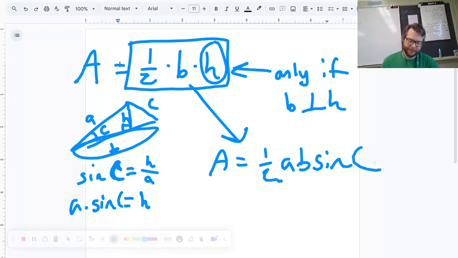So use that formula anytime you have a triangle with sides A and B, and C is just the angle in between them. Okay, so in this video I just kind of covered triangle stuff. I'll make a separate video where I look at circles and sectors and arcs.